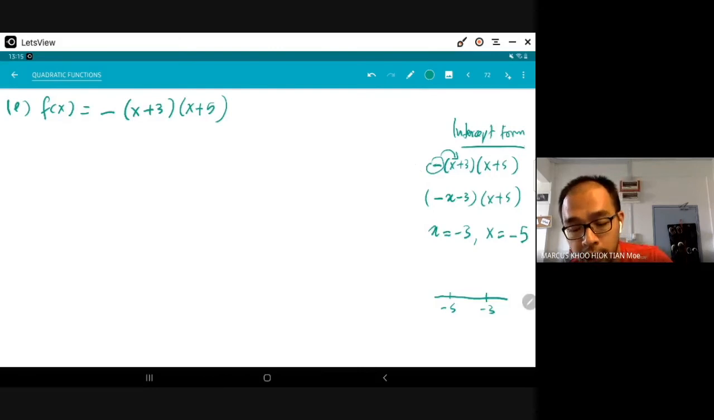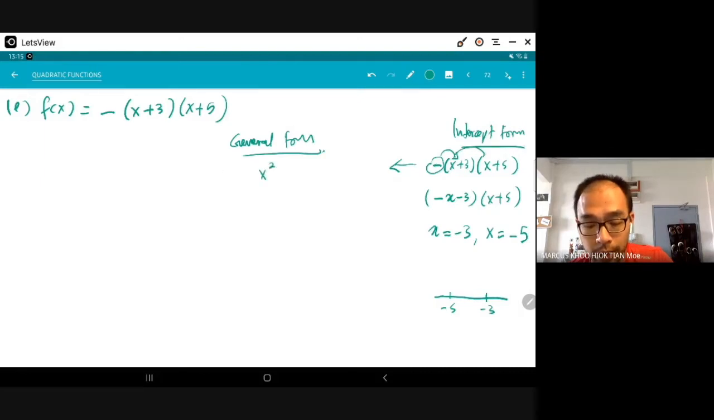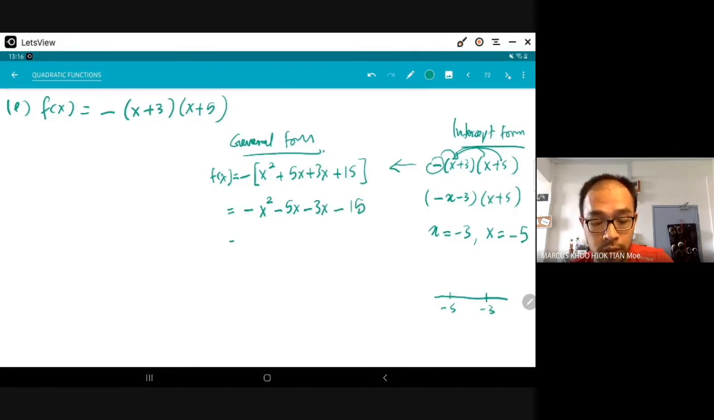Okay, let's change this to general form. General form is when we expand. So x times x will be x squared. There is a negative in front, so we keep it first. And then x times 5 will be 5x plus 3x plus 15. But there is a negative in front, so f(x) over here. And after that we multiply it in: negative x squared minus 5x minus 3x minus 15. So this will give us negative x squared minus 8x minus 15.